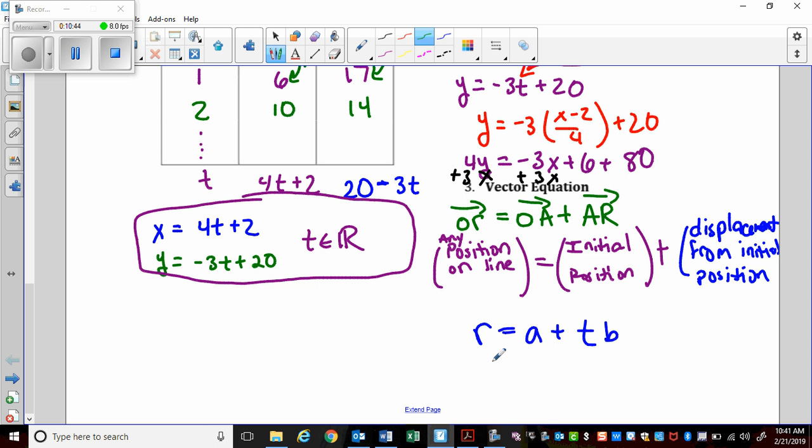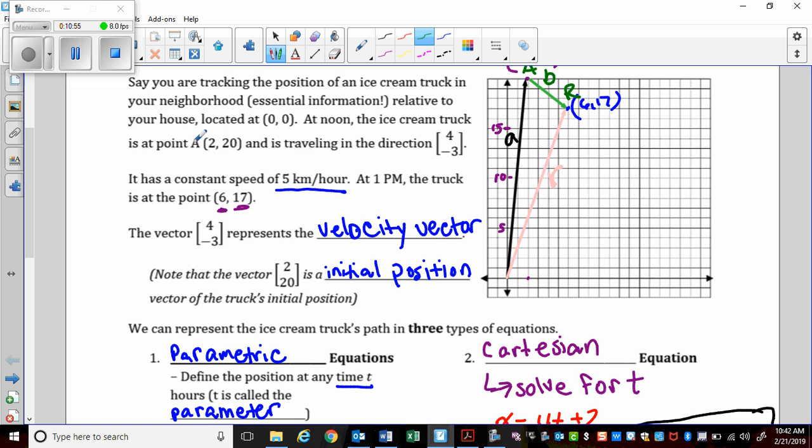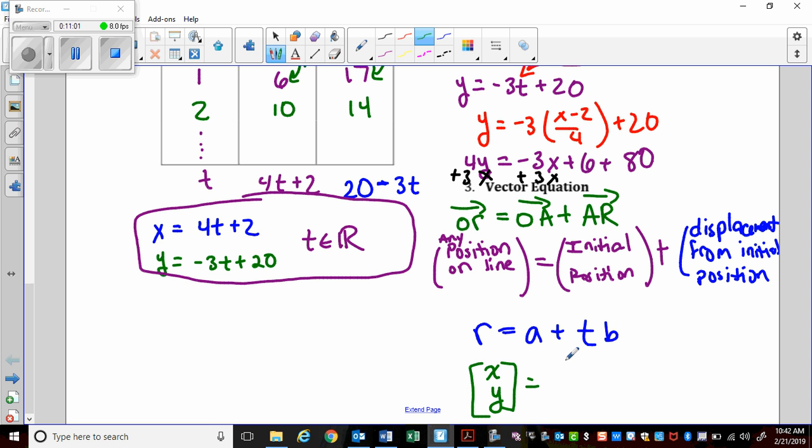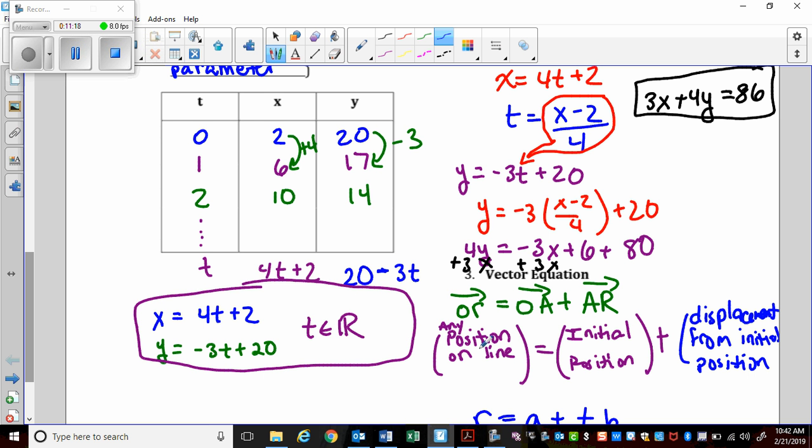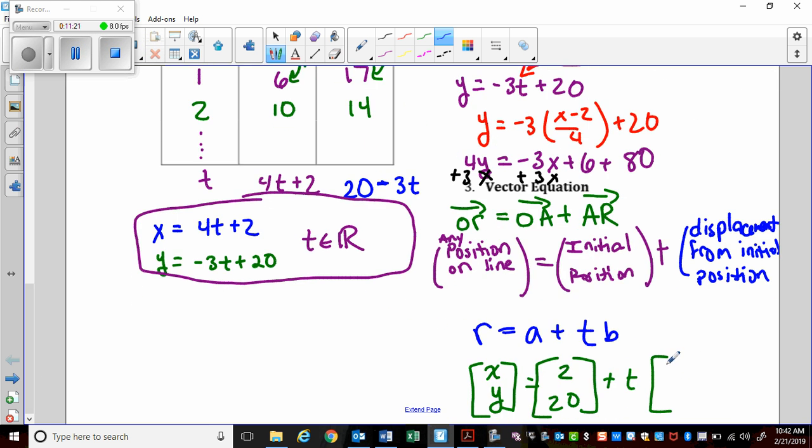Okay, so in this case, we only have 2 dimensions, so I'm going to make this xy. Our initial position, they told us, was 2, 2, 0. That was our initial position. Plus time times our slope, or our displacement, which they told us is 4, -3. That's it.